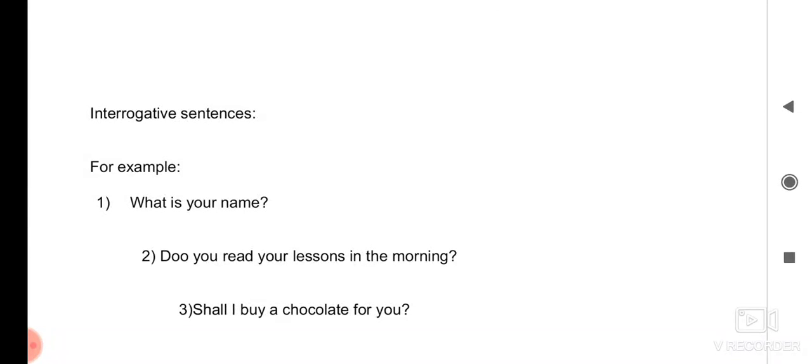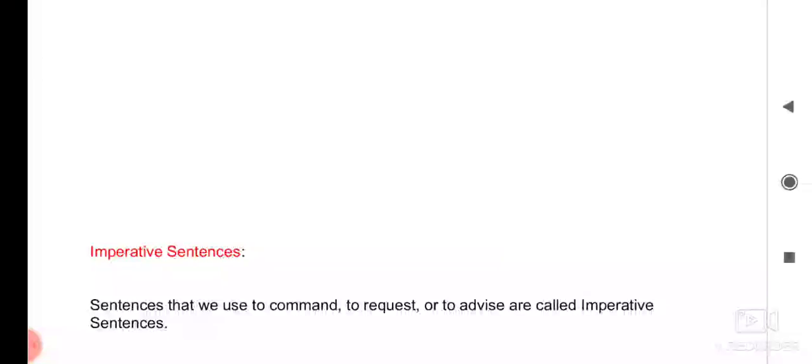Let's move on to the third kind of sentences, and they are called imperative sentences. Sentences that we use to command, to request, or to advise are called imperative sentences. A full stop is used at the end of an imperative sentence. Now, to make it more clear, let us take a few examples.